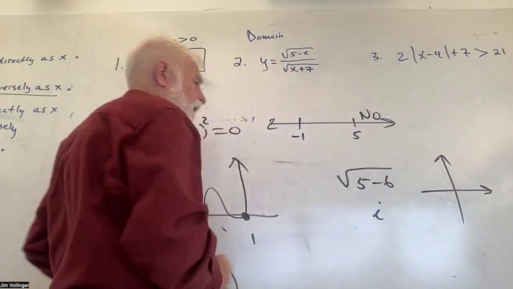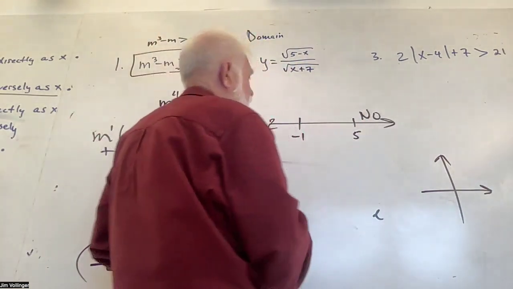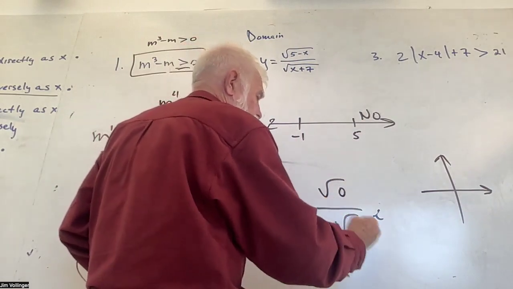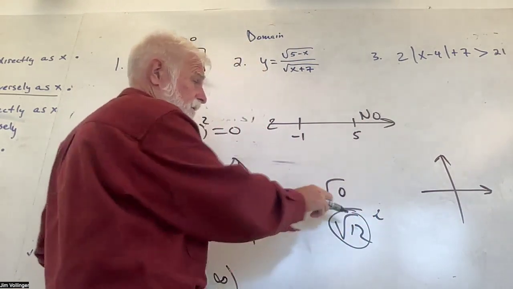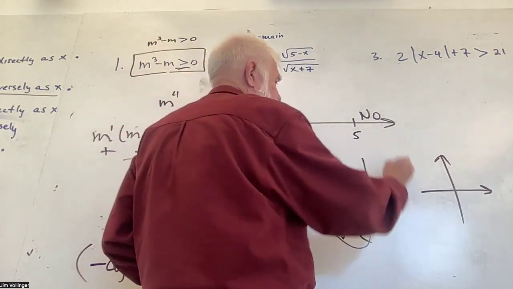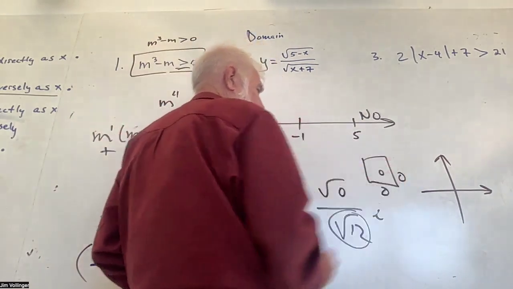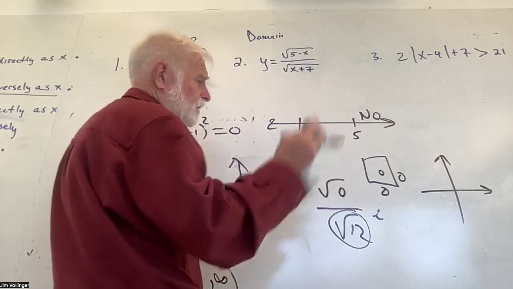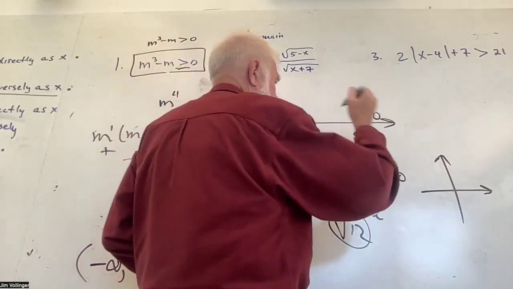Can I use the number 5? If I use the number 5, I get the square root of 0 over the square root of 12. Well, I know the square root of 12 exists. Does the square root of 0 exist? Sure it does, because 0 times 0 is 0. So the square root exists. I can't really draw the area because there is none. But I can use the number 5.